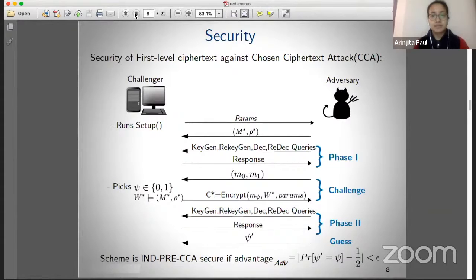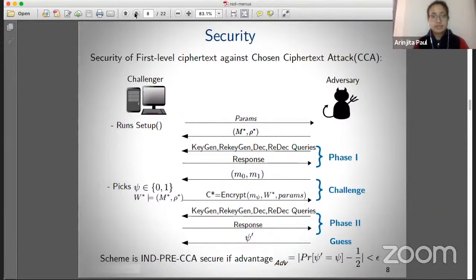The security game for an attribute-based proxy re-encryption scheme, which we show in our work, is in the form of a security game between the challenger and adversary. And we show it in the selective security setting where the target access structure is specified beforehand by the adversary. And we have to show the security for both levels, the first level and the second level ciphertext, where in the first level, you are going to encrypt a message chosen randomly by the challenger between M0 and M1 under attribute set W star, which models the target access structure.